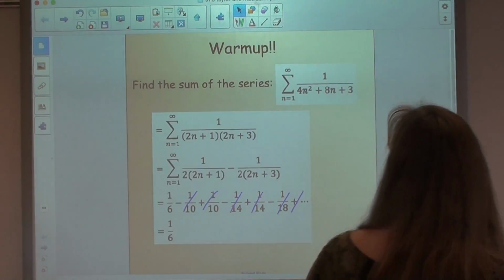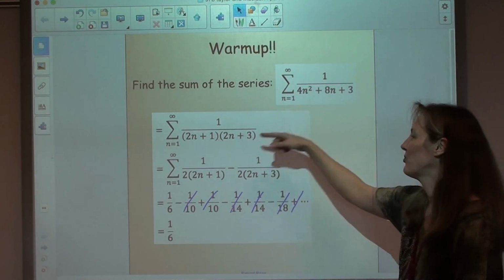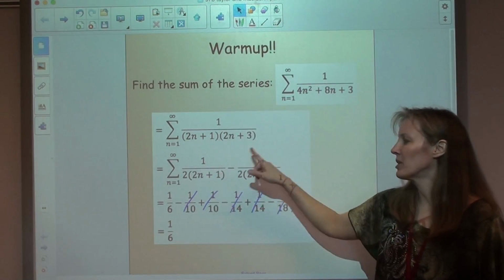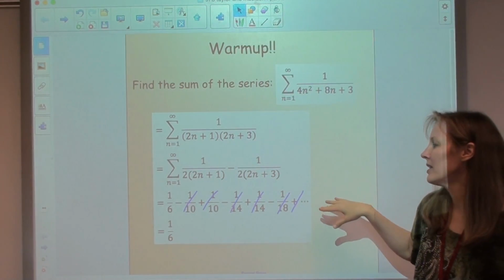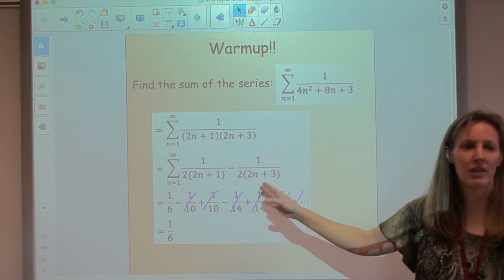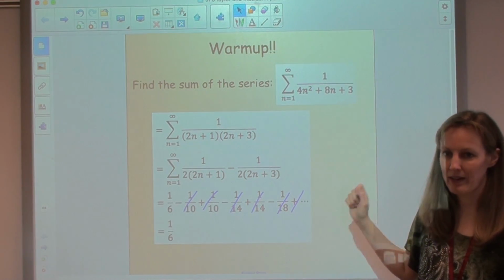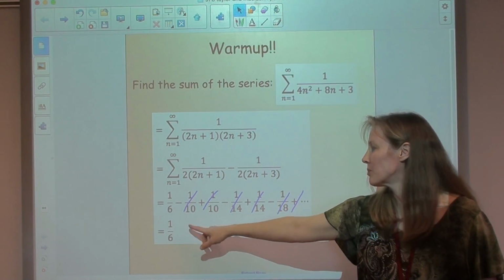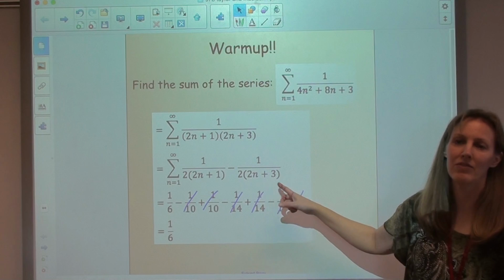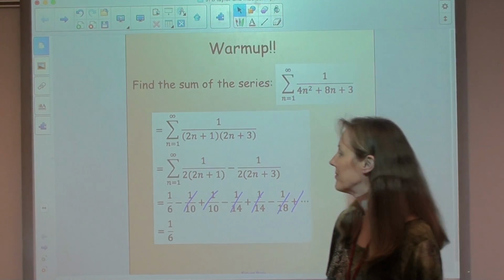Okay, so we already went over the warm-up, but just as a quick recap, this is a telescoping series. You have to factor it, then find the partial fractions, and then always write out the terms at least until you can see that everything beyond the leading term or terms is going to cancel, right? And then once you've got that, you get your sum. Technically, you should say 1/6 minus the limit as n approaches infinity of this guy, which is going to be 0. So it's 1/6.